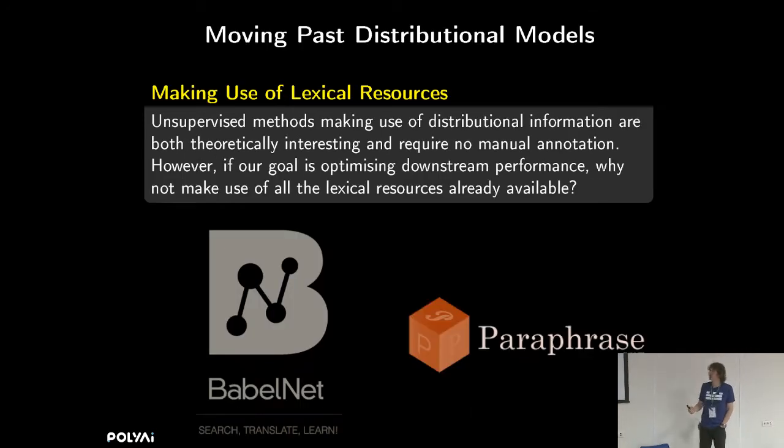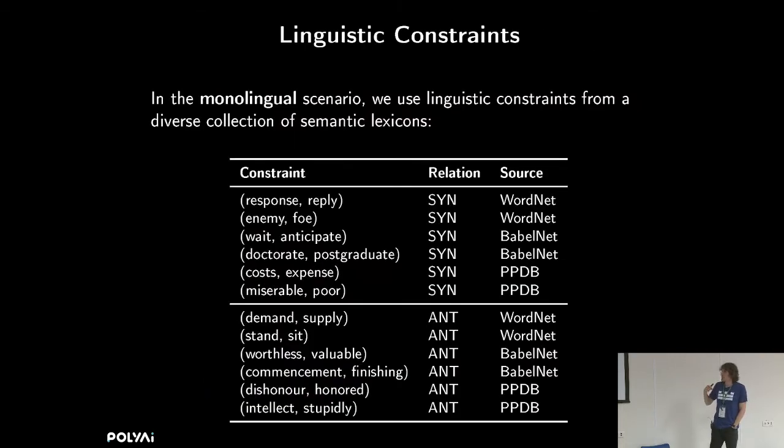Okay, so this is also something that I already mentioned. The idea is to use external resources like BabelNet and the Paraphrase Database to enrich the content in the word embeddings that we have. And we can extract particular word relations. For language understanding tasks, mostly synonyms and antonyms are useful because we want to pull synonyms closer together in the vector space and push antonyms far apart in the vector space. And they can come from all these different resources.